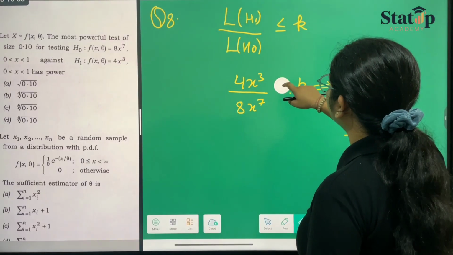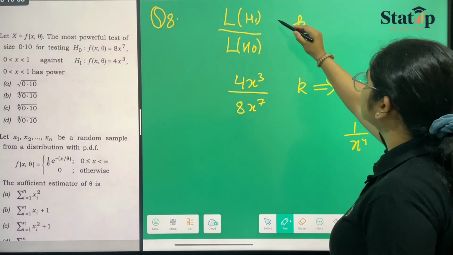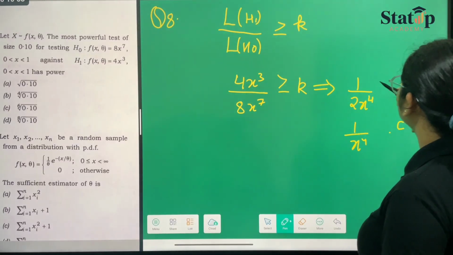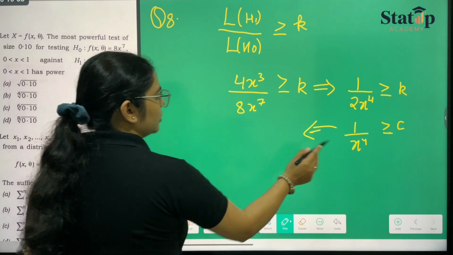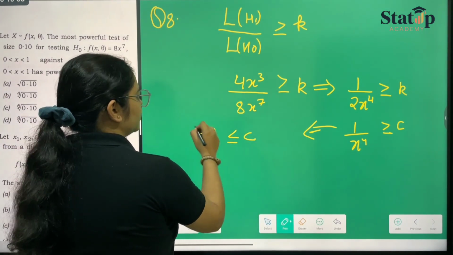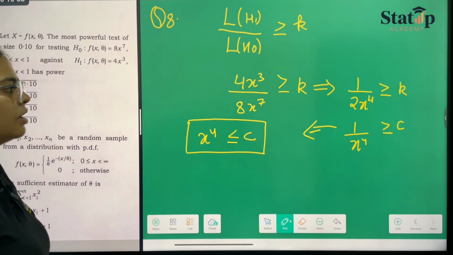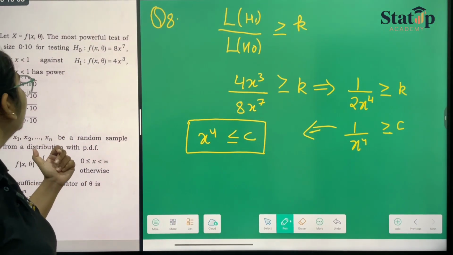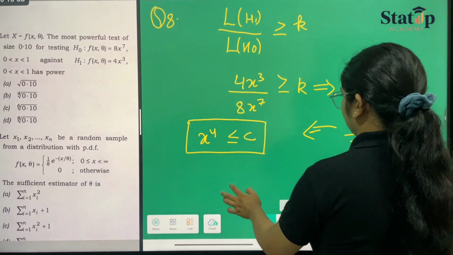One thing we have to change here is this sign. It is greater than or equal to. And from here, we can conclude that x raised to the power 4 is less than or equal to c. So we have got a variable c which we can use in calculating this. So first of all, under H0 we will be taking it.